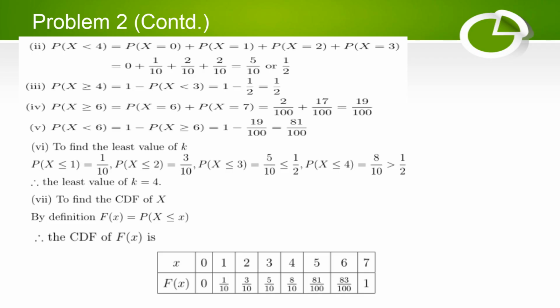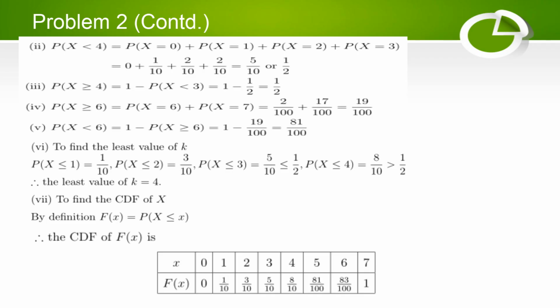Four, p of x greater than or equal to 6 equals p of x equals 6 plus p of x equals 7, equals 2 by 100 plus 17 by 100, equals 19 by 100. Five, p of x less than 6 equals 1 minus p of x greater than or equal to 6, equals 1 minus 19 by 100, equals 81 by 100.